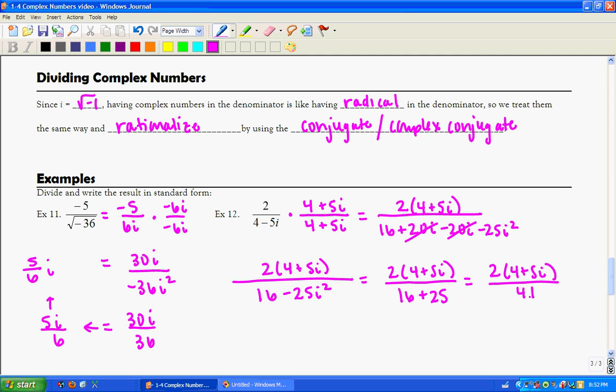If we could reduce the 2 and 41, we would. So this is in simplest form as far as that goes, but to put it in standard form, we need to separate the real part and the imaginary part. So you could distribute the 2 now on the top, making it 8 plus 10i all over 41. So now it's easily separated into 8/41 plus 10/41 i.